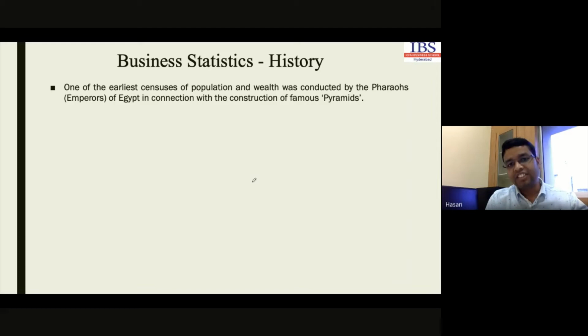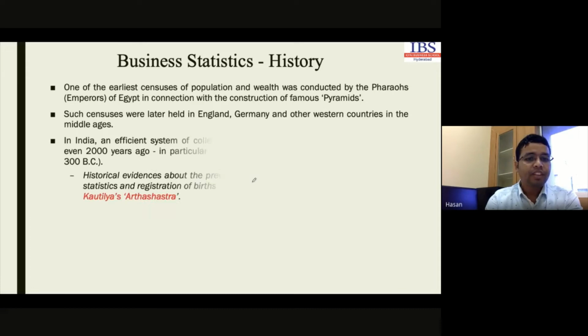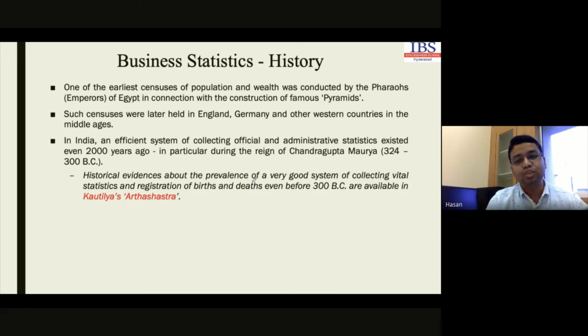Following this, other countries like England, Germany, and other Western countries in the Middle Ages used to apply statistics for census of the population and wealth in their own countries. In India, the term statistics was used even 2000 years ago for administrative purposes only. They were doing the same thing, counting the birth and death statistics of the country. Historical evidence was found about the prevalence of a very good system of collecting vital statistics like birth and death in the Indian context, and the evidence was found in the Arthashastra written by Kautilya.